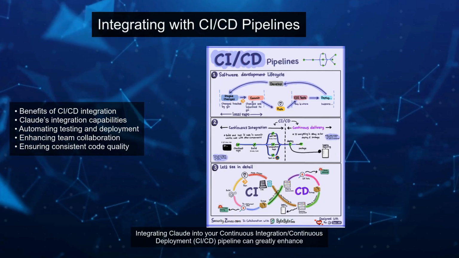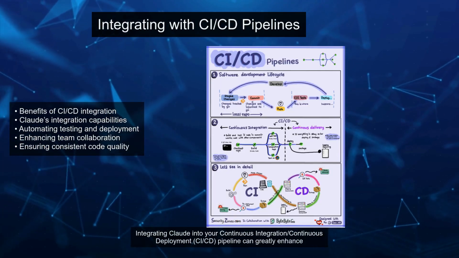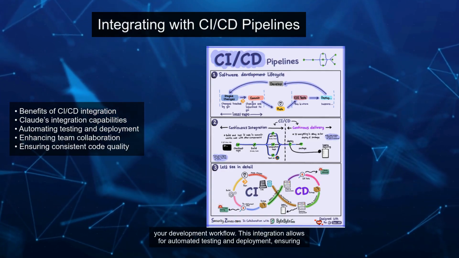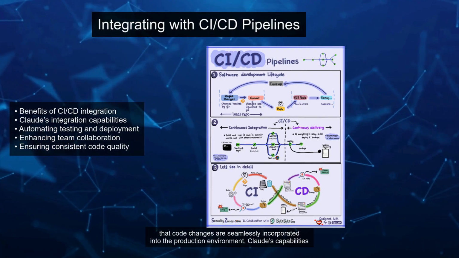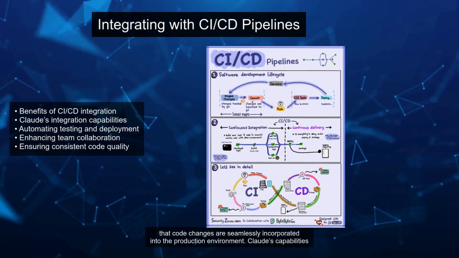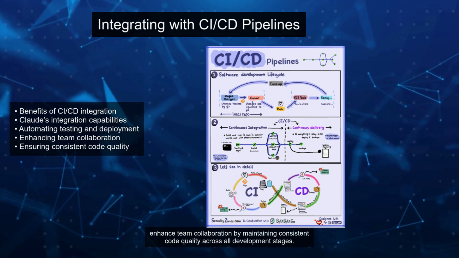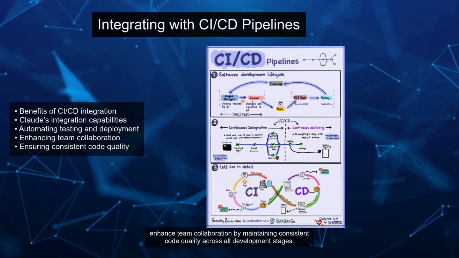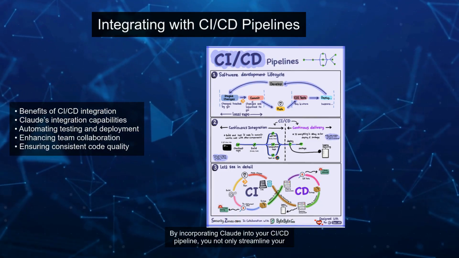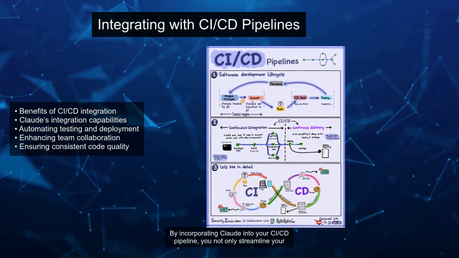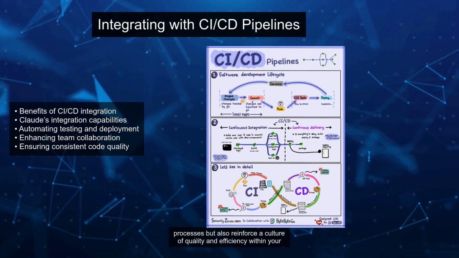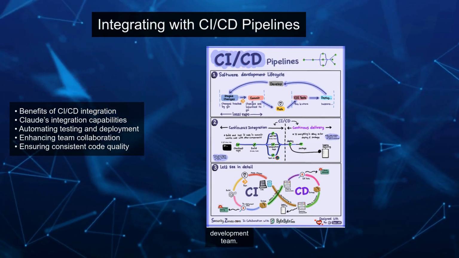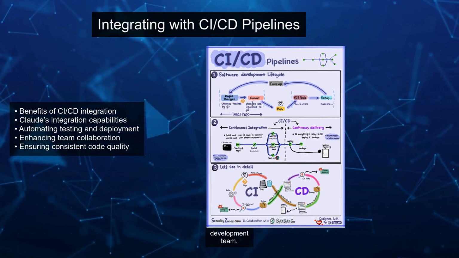Integrating Claude into your continuous integration/continuous deployment (CI/CD) pipeline can greatly enhance your development workflow. This integration allows for automated testing and deployment, ensuring that code changes are seamlessly incorporated into the production environment. Claude's capabilities enhance team collaboration by maintaining consistent code quality across all development stages. By incorporating Claude into your CI/CD pipeline, you not only streamline your processes but also reinforce a culture of quality and efficiency within your development team.